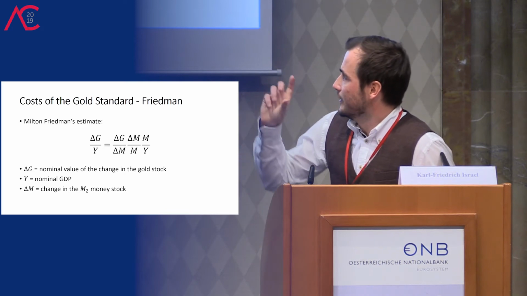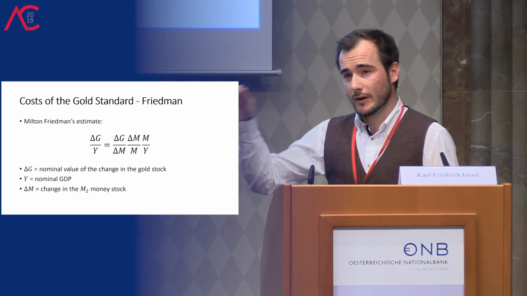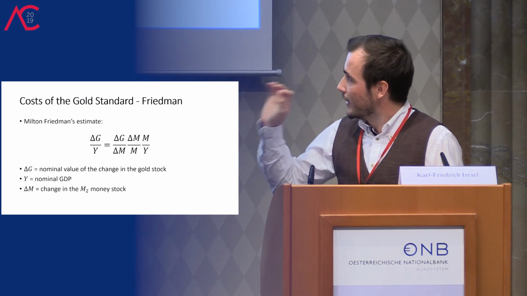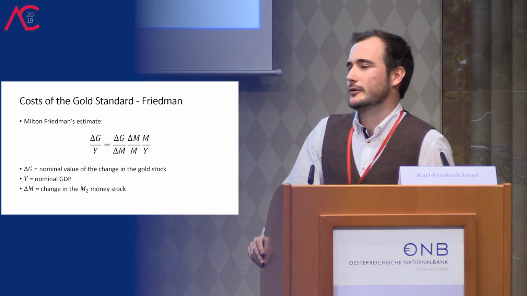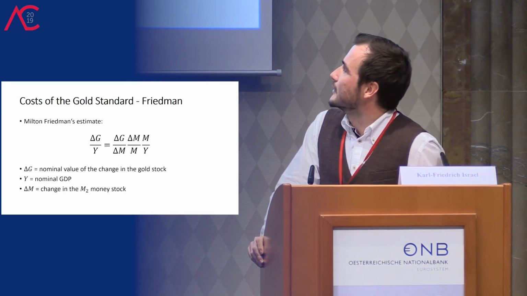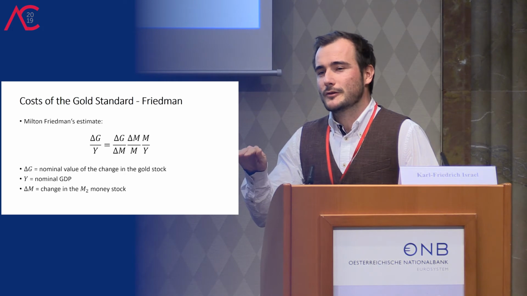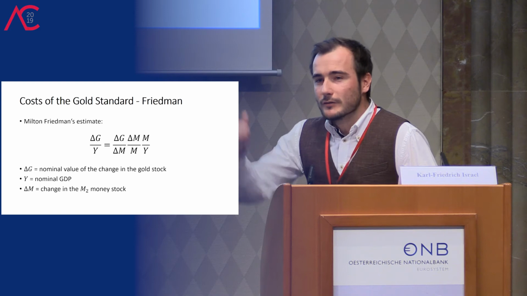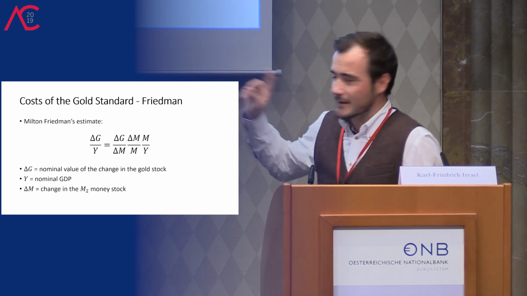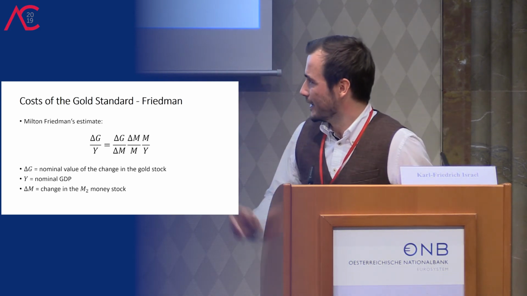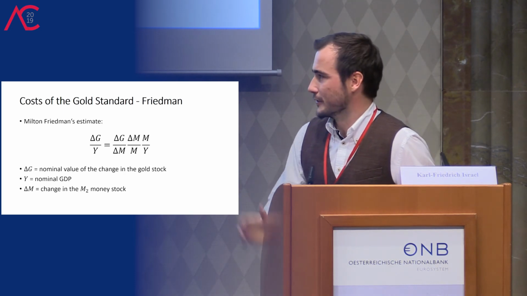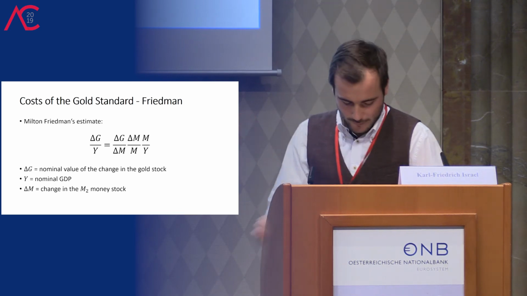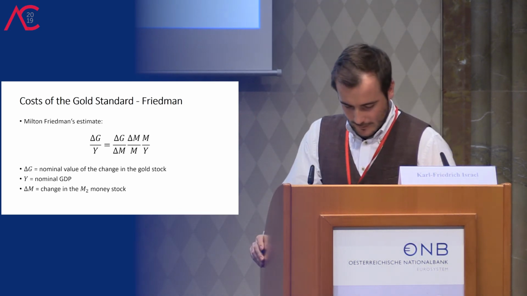That's the nominal value of the change in the gold stock divided by the change in the money stock, times the change in the money stock divided by the money stock, so that's the percentage change of the money stock, times the money stock divided by nominal income. And the money stock here, and that's important in Friedman's estimate, is M2. So it's not the base money supply, it's not M1, it's M2. It's very important. I will explain that a little later.